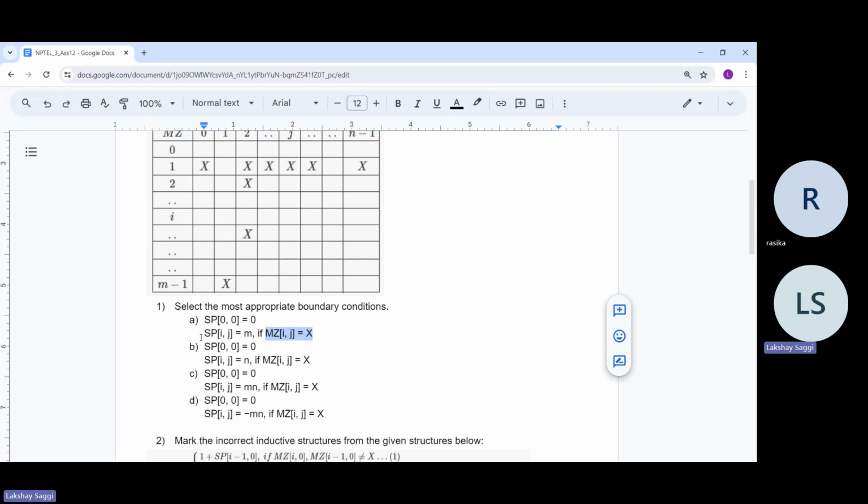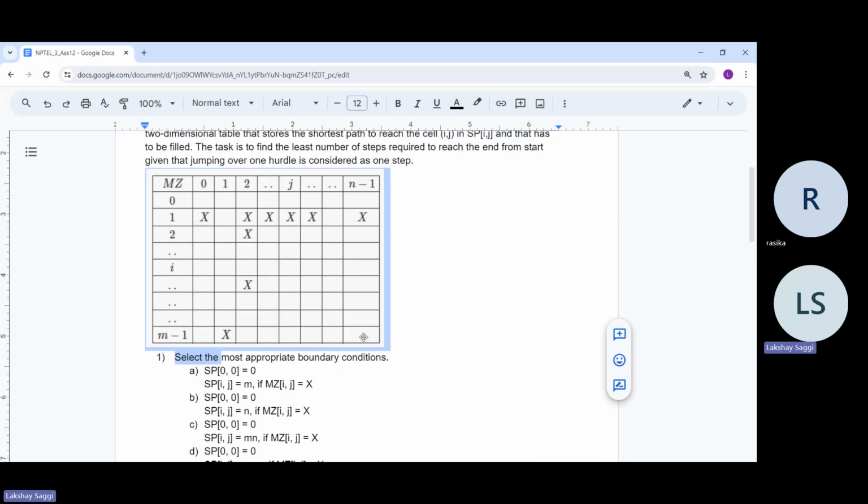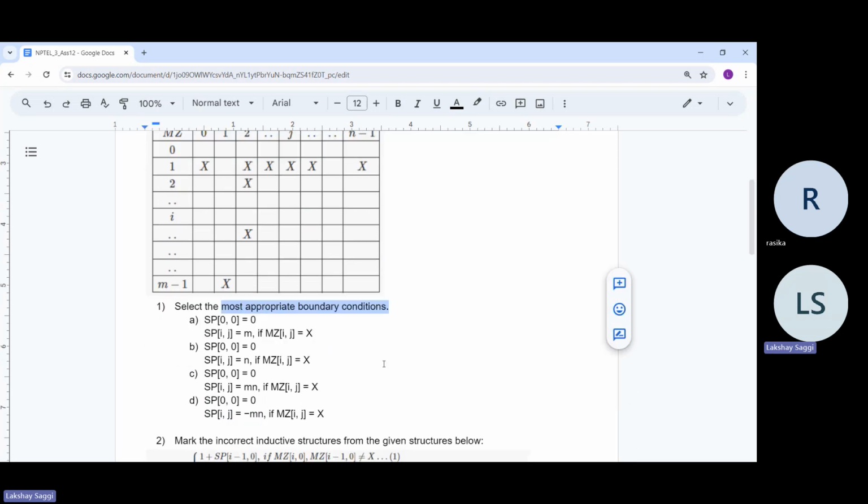And the options state the SP[i][j] value is m, SP[i][j] is n, SP[i][j] is mn, and SP[i][j] is minus mn. And note that we have to select the most appropriate boundary conditions. So even though one boundary condition could have been to set SP[i][j] as infinity, rather we won't set it as infinity, but we'll set it to something which is very high, so that for all practical purposes we can treat it as infinity. So let's look at this entry, mn.